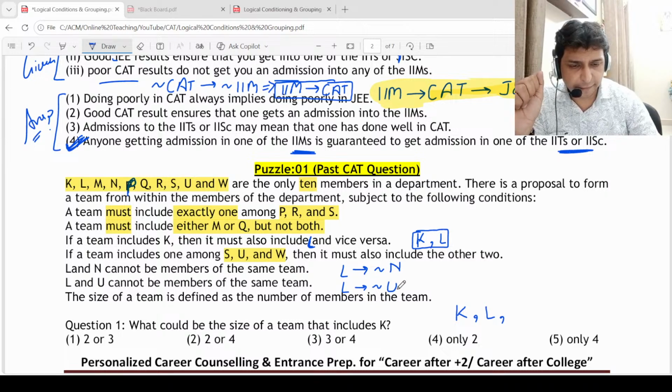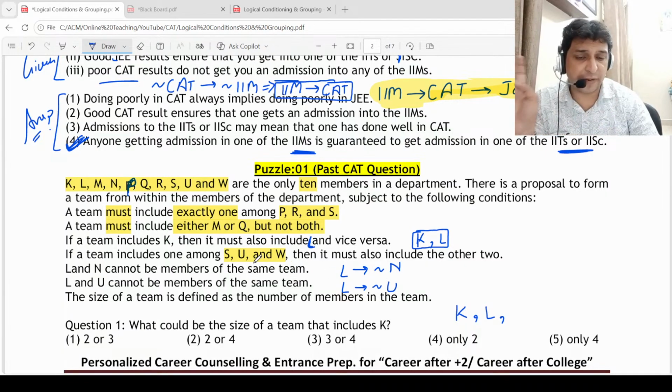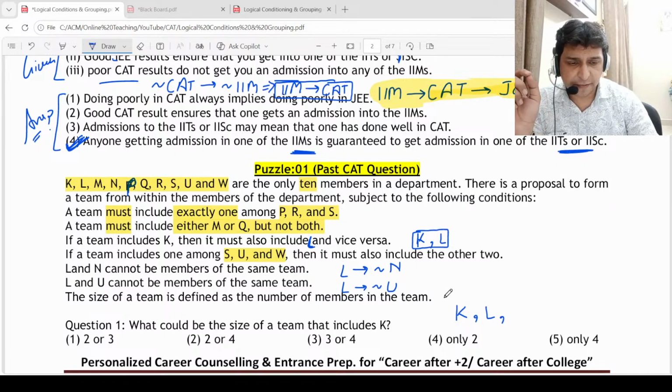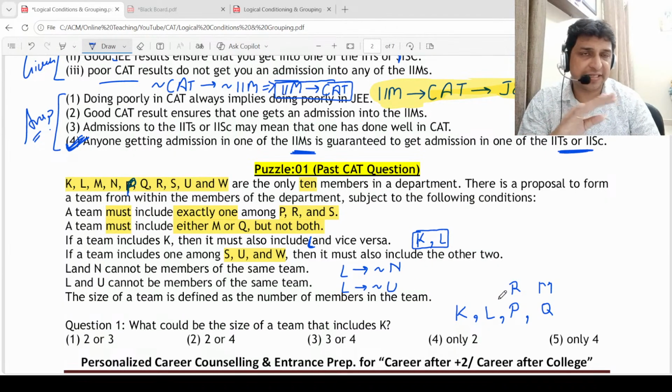So if U is not there, that means we can't have S, U, and W also, because if we can have S or U or W, then we need to have all of them. So these three will not be part of the team, right? Out of P, R, and S, we may have P, we may have R, because that is a must to include. And out of M or Q, I may have M, I may have Q. So the rest four people, N, U, S, W, we can't select them.